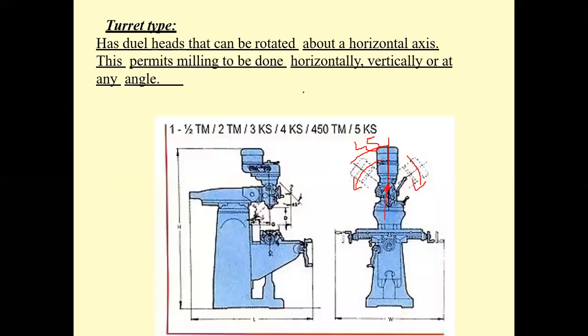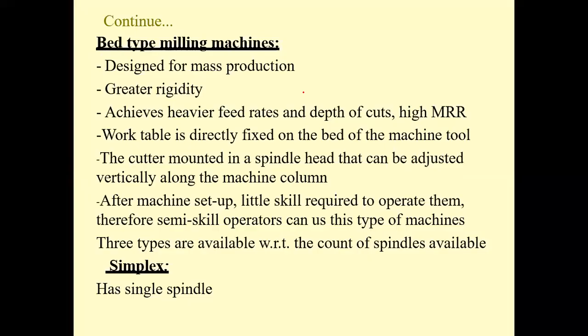So in addition to this, these are the three classifications of column and knee type milling machine. In addition to column and knee type milling machine, there are some other types of milling machines also, based upon the size of the workpiece. Normally if the workpiece is small to medium, on the milling machine we just discussed you can keep the workpiece on the table and machine it.